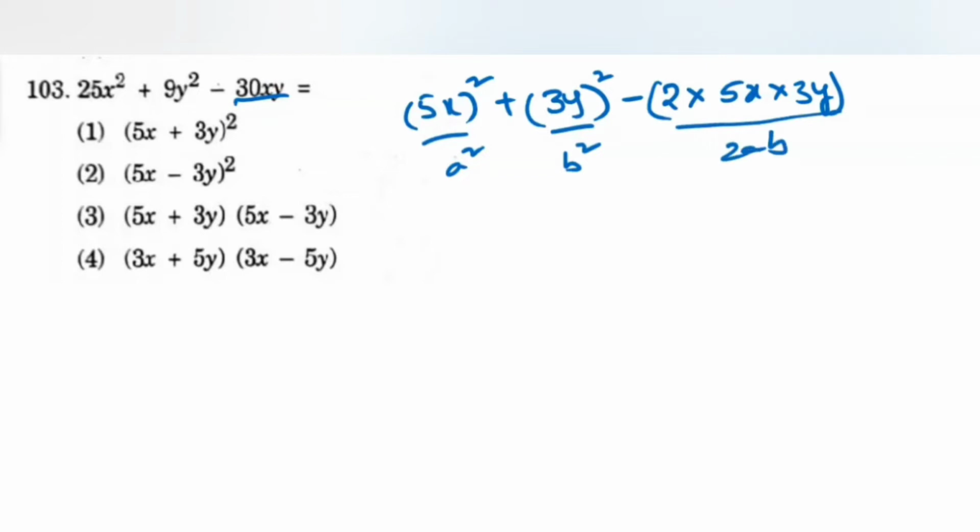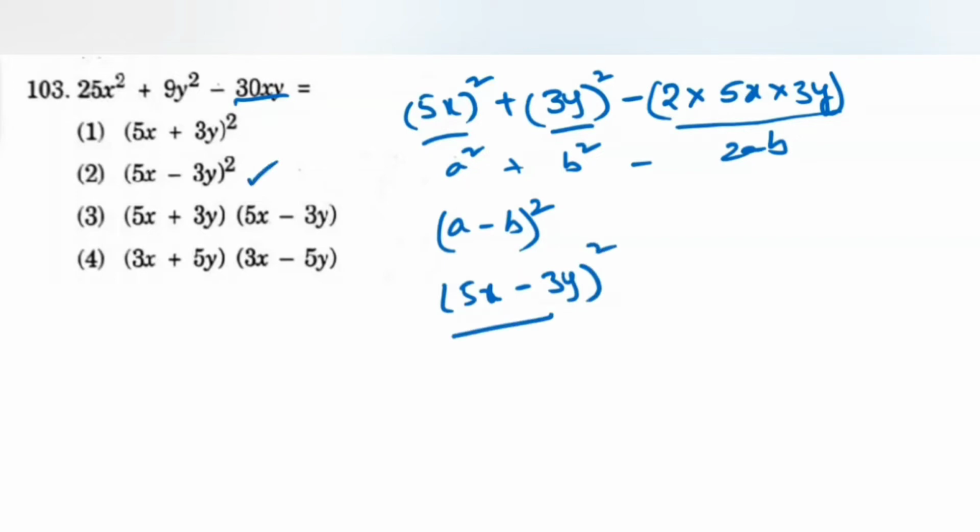So now this is in the form of a square plus b square minus 2ab, which can be written in the form of a minus b whole square. This is the formula for a minus b whole square. So where a is 5x and b is 3y, whole square. So the answer is 5x minus 3y whole square. So the option 2 is correct.